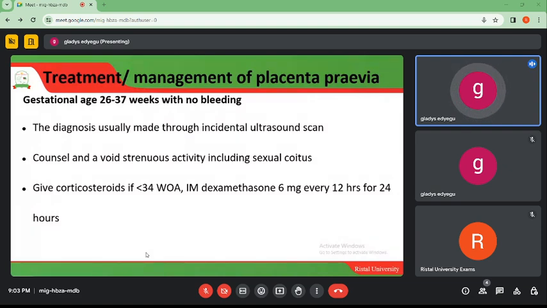I want us to look at this in relation to the gestational age, because management also varies with the gestational age of these mothers. So gestational age of 26 to 37 weeks with no bleeding. How are you going to manage her? She has placenta previa. You have done the ultrasound scan, and after doing the ultrasound scan, you realize that this mother is actually having placenta previa. How are you going to manage her?